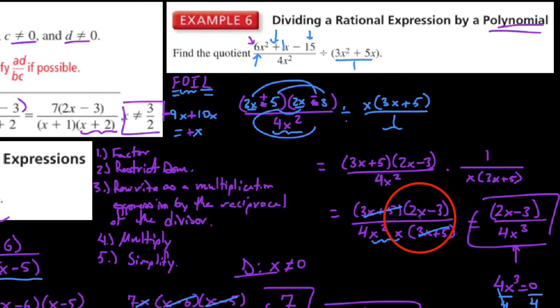So dividing with rational expressions, really we're just going to rewrite as multiplied by the reciprocal, and we're going to multiply instead. Cheers.